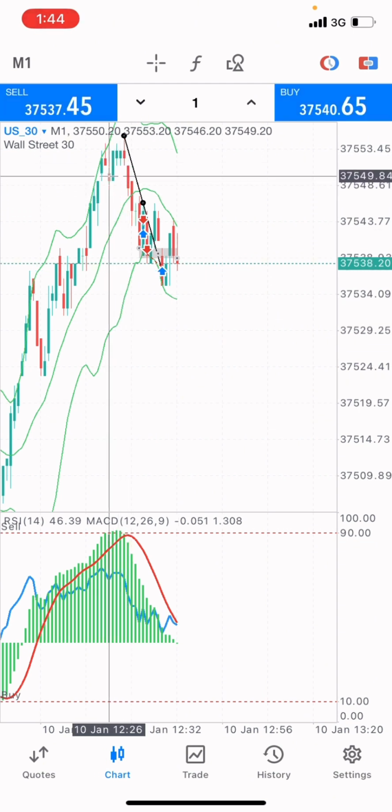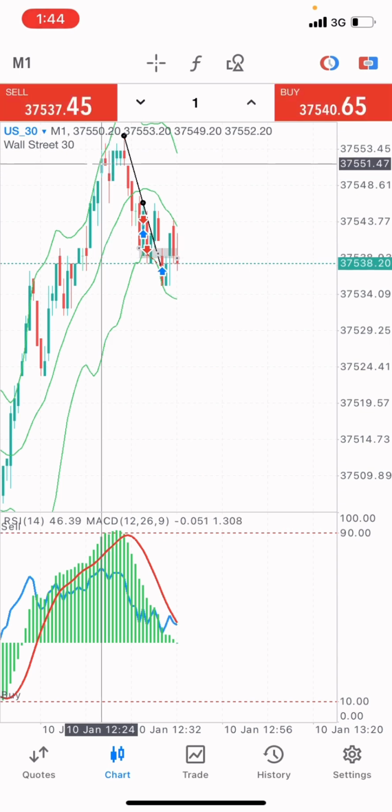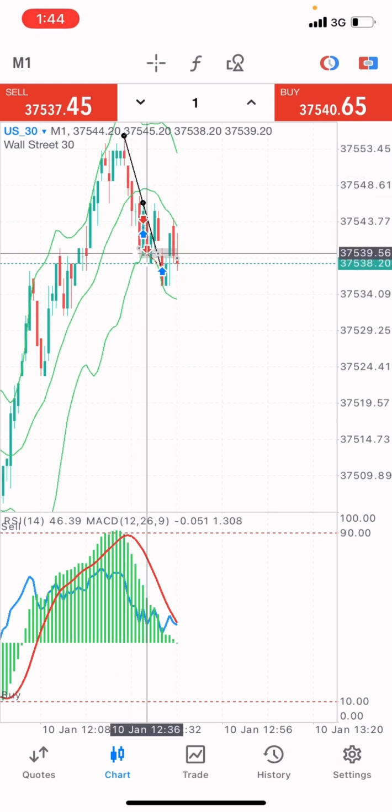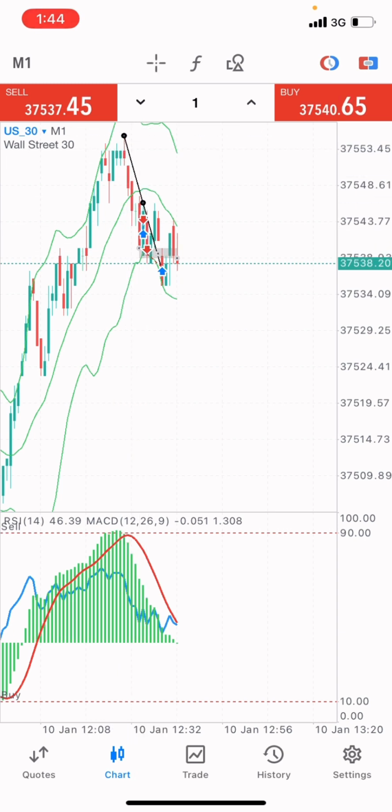Whenever it touches this MACD at the top, the market will sell. Even if it buys, it will eventually sell. That's the pattern of the MACD. It always works all the time.